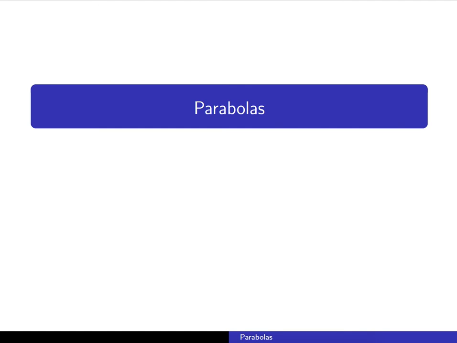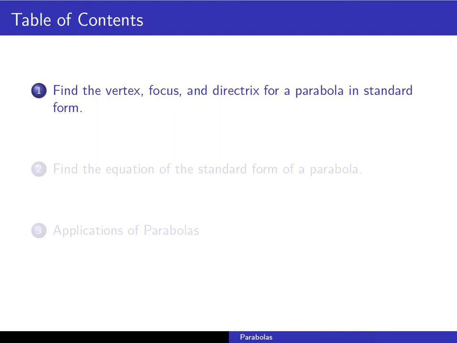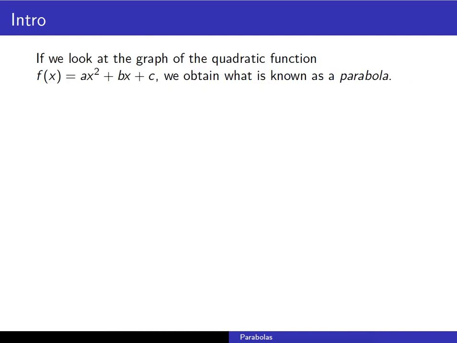All right, in this video we're going to introduce parabolas. We're going to find the vertex, focus, and the equation for the directrix for parabolas in standard form. So if we look at the graph of a quadratic function in the form f of x equals ax squared plus bx plus c, we're going to obtain what's known as a parabola, and you may have seen this in prior math classes.